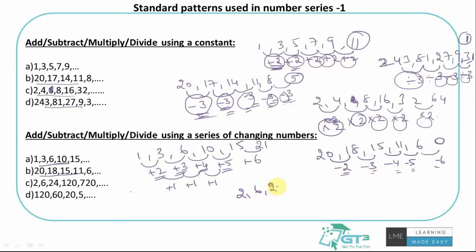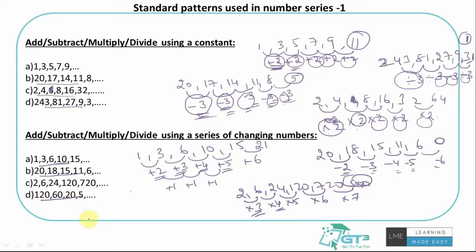Let's look at this, 2, 6, 24, 120 and 720. 2 into 3 is 6, 6 into 4 is 24, 24 into 5 is 120, 120 into 6 is 720. You see I am multiplying with some numbers, but they are not a fixed number. Into 3, into 4, into 5, into 6. Obviously the next term should be multiplied by 7. 720 multiplied by 7 would give me the next term, that is 5040. Right? Which is slightly different from what we have seen here. I am always multiplying with 2, 2, 2 and 2 to get the next term in this series.